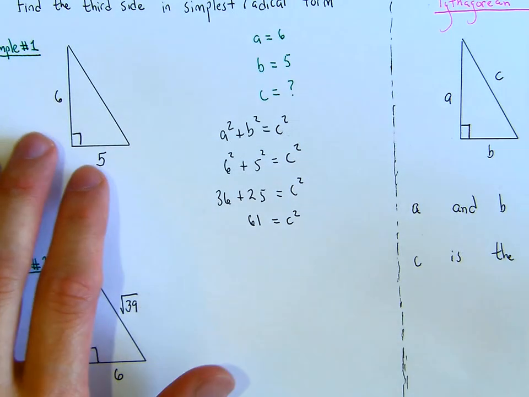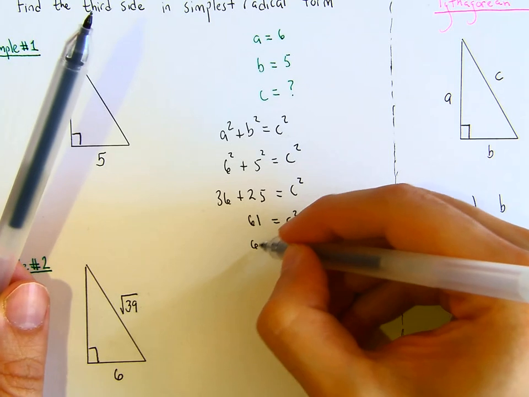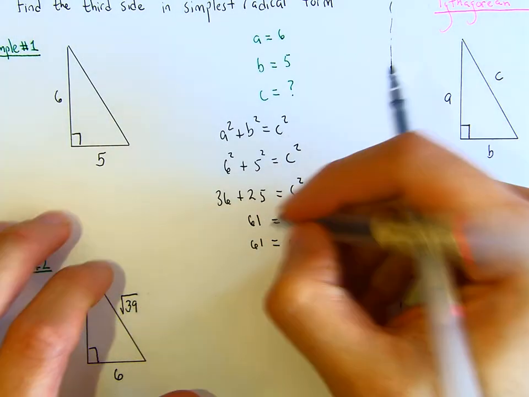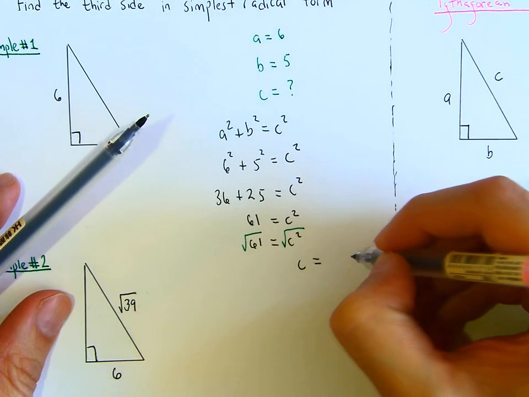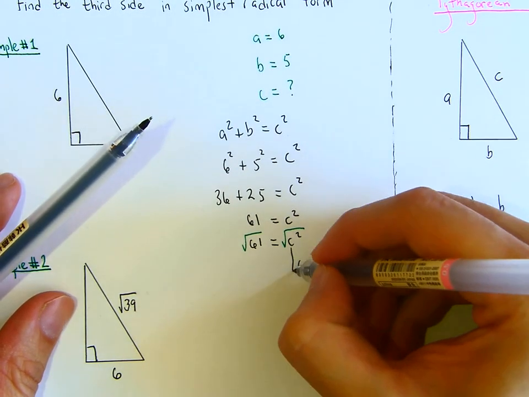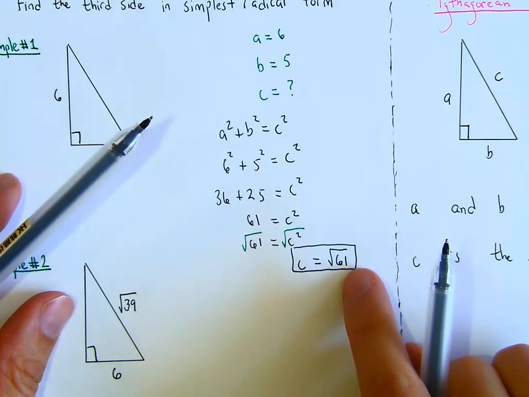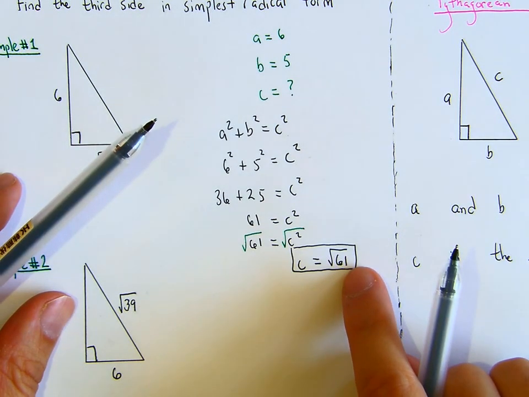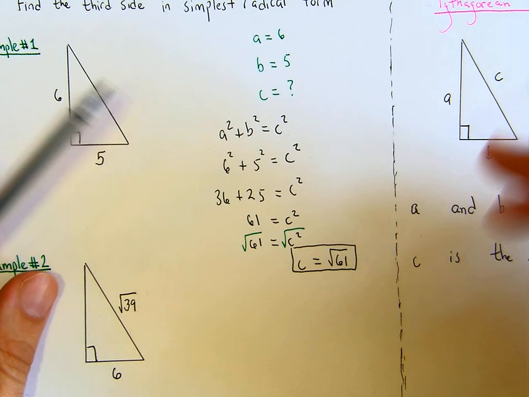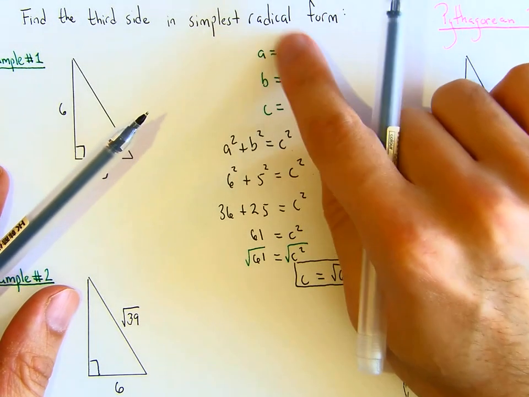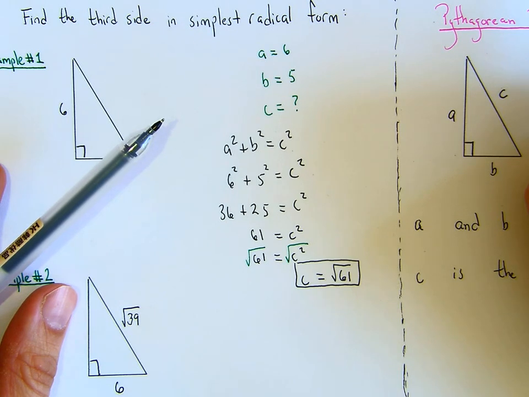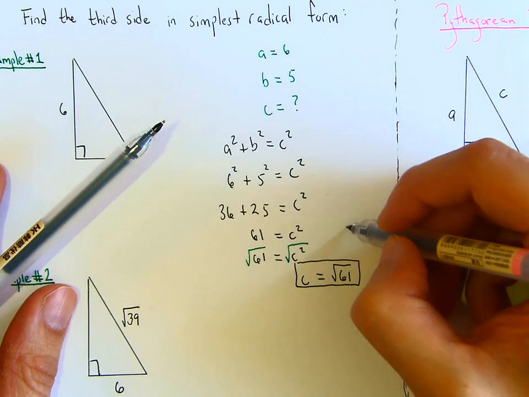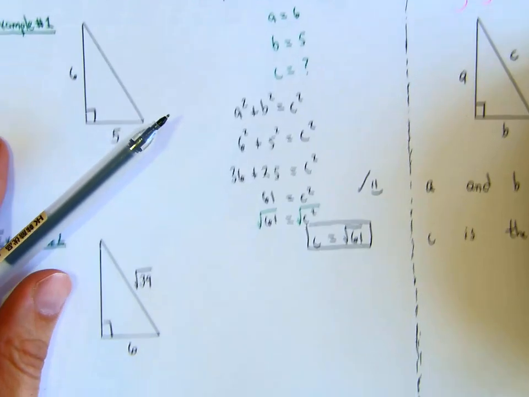Now, what do you do once you get up to this point where 61 is equal to C squared? You're just going to take the square root, and now you have C is equal to the square root of 61. Notice that 61 is not a perfect square, so we can't take the square root of it, and that's what it's saying over here. It's saying keep it in simplest radical form. So C is equal to, actually, is that simplest radical form? Yeah, C is the square root of 61. Okay, and that's it. Let's try the next one.